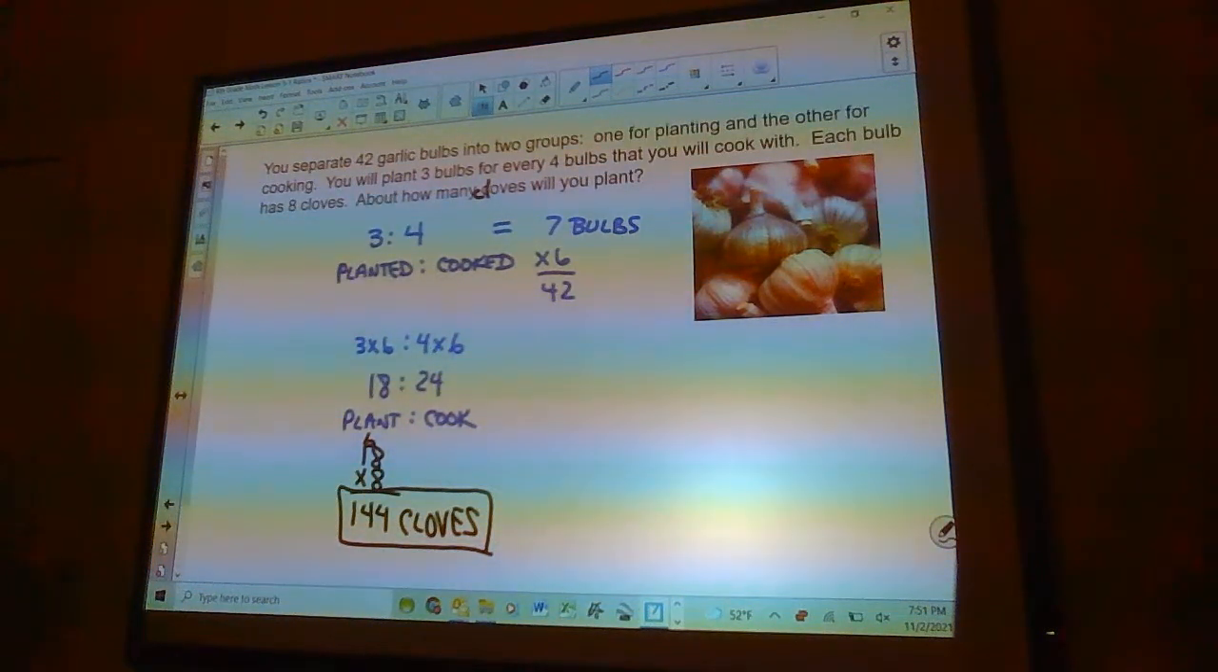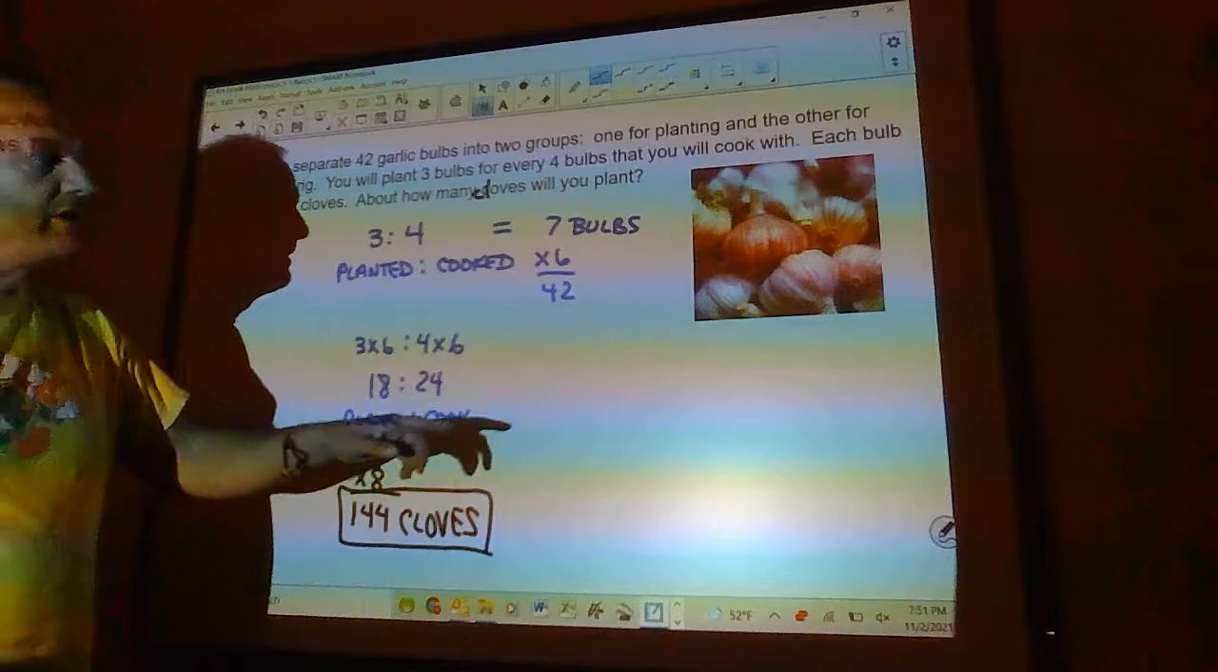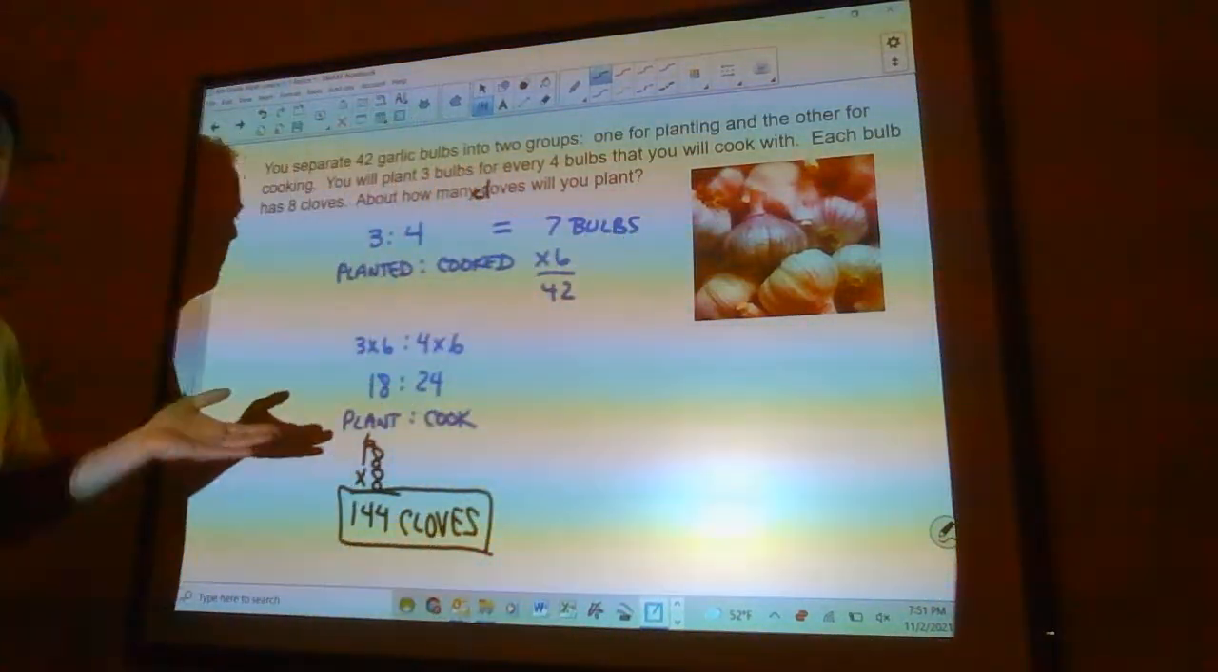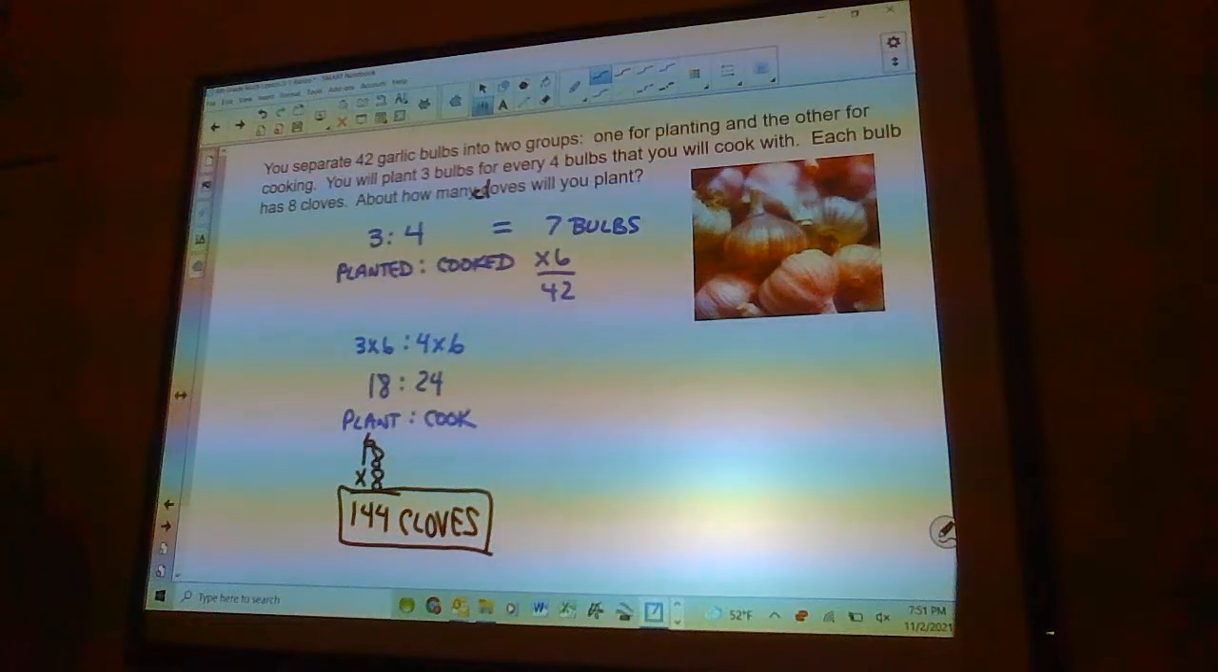If each one of these cloves in each piece of garlic, if I plant it, I'm going to get a new garlic the next year. There's usually, I don't know, 10 or 12 cloves in a garlic. Apparently 8 in this particular kind.